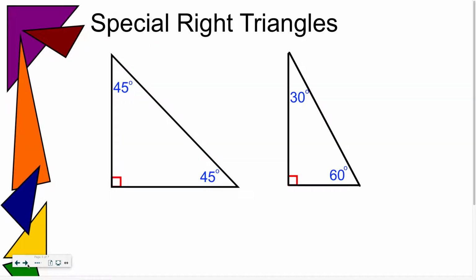Now, we talked a little bit about this on Friday after our matrix quiz, so we'll breeze through special right triangles. You need to know the side lengths for special right triangles.